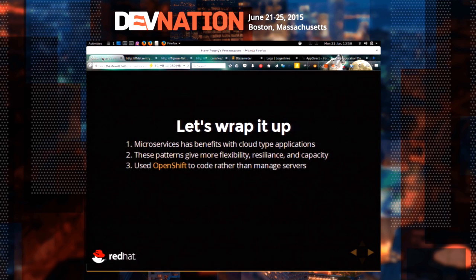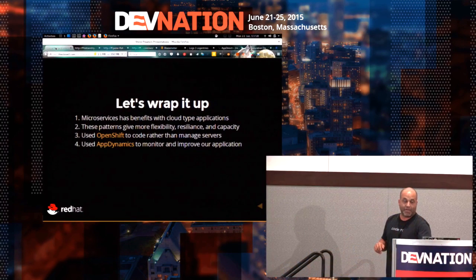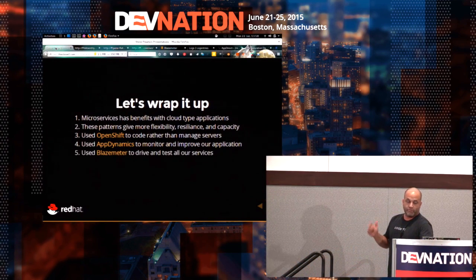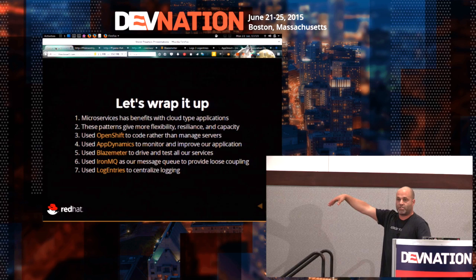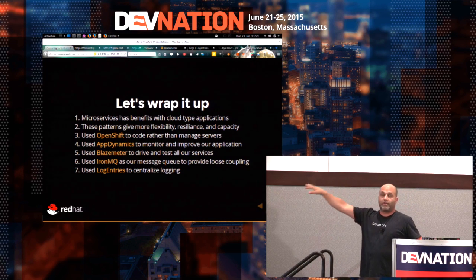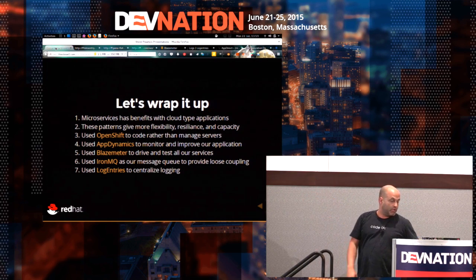Okay, microservices has benefits with cloud-type applications. These patterns give more flexibility, resilience, and capacity. Use OpenShift to code rather than manage servers. Use AppDynamics to monitor and improve. Use BlazeMeter to drive and test. Use IronMQ as our message queue. Use Loggly for log entries. Remember, this is a web presentation, so these are all here in case you want to click on them and learn more. That's the only reason I'm going through them all.